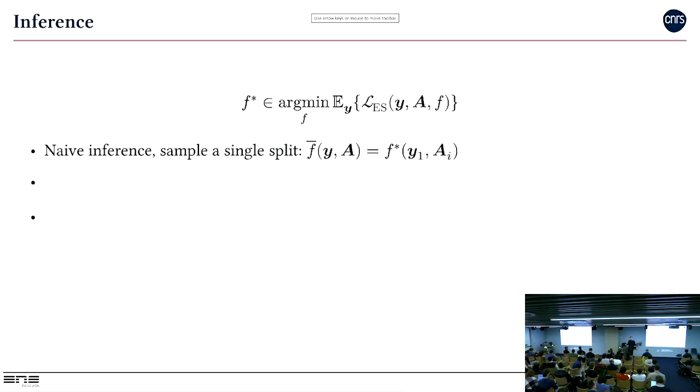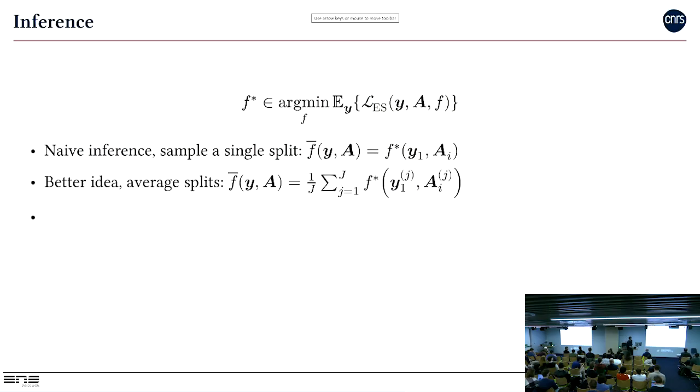So the naive thing we can do is just sample a single split given my operator and then reconstruct. Okay, but this is not the best use of my data because I could split it multiple times. And so a better idea is to just split and split and split all the times I want and average, and that will give me an even better result.